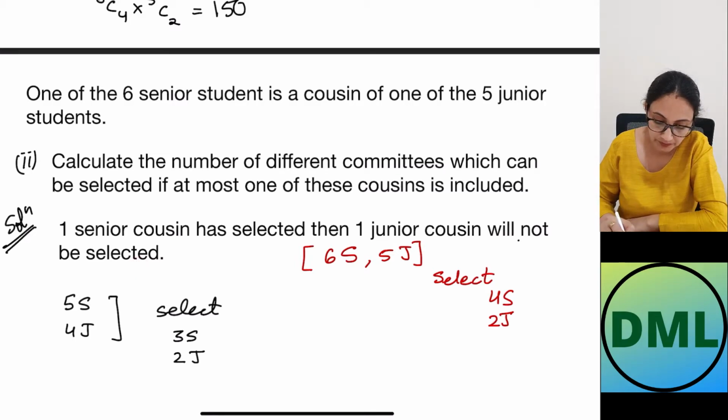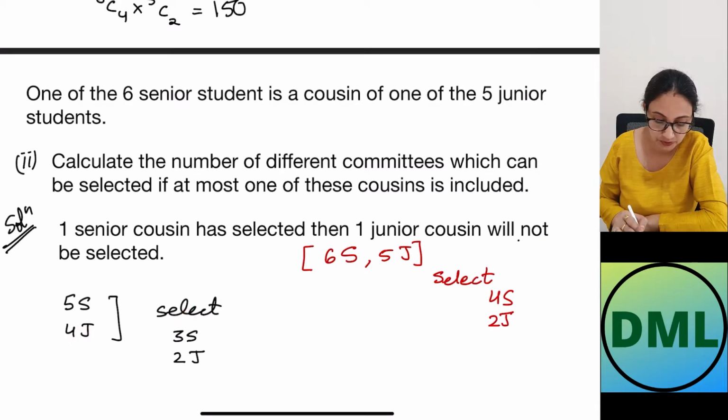As you know, we have 6 senior students and 5 junior students. One senior cousin I have already selected, so the senior students will be reduced by 1, so 5 senior students will be left. And now I can't select the junior student who is the cousin of that senior. So out of 5 juniors, one junior cousin is gone. You can't select that one, so we are left with 4 juniors.